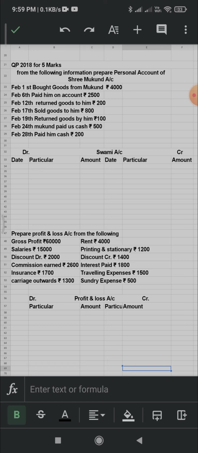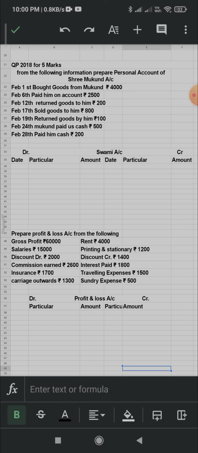We need to prepare the Mukund account. Now here Mukund is our customer. First we need to keep in mind that Mukund is our customer, and in our books of accounts we are maintaining the Mukund account. So that is the first point clear. Next, the first transaction they have given.